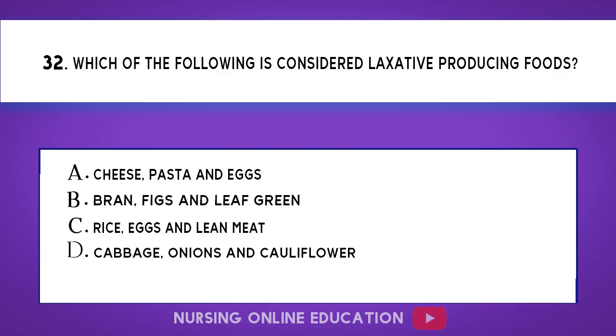32. Which of the following is considered laxative-producing foods? A. Cheese, pasta and eggs. B. Bran, figs and leafy greens. C. Rice, eggs and lean meat. D. Cabbage, onions and cauliflower. The answer is option B, bran, figs and leafy greens.